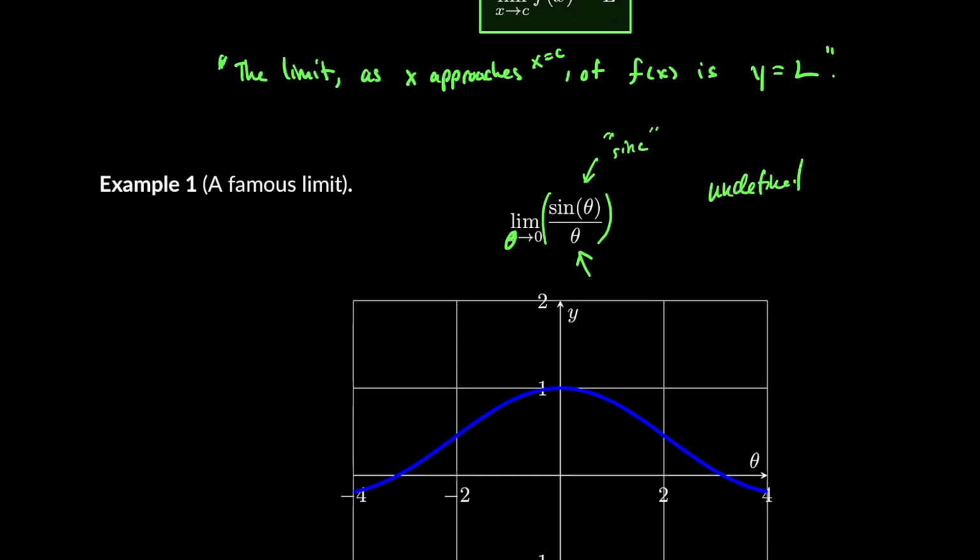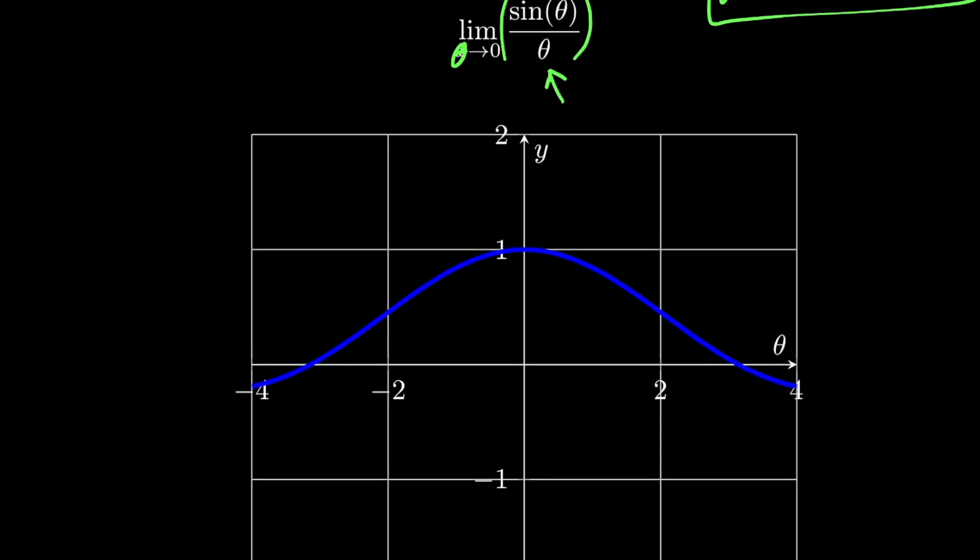Undefined at theta equals 0. Again, why? Can't divide by 0. Right? So, but we can talk about where it's heading toward. Okay, where is it heading toward? And if we look at a graph or we look at a table and we let theta come towards 0, from the left we see the output of this function heads up here, and as we approach it from the right, 0.1, 0.01, etc., we see it's approaching this value of y equals 1.